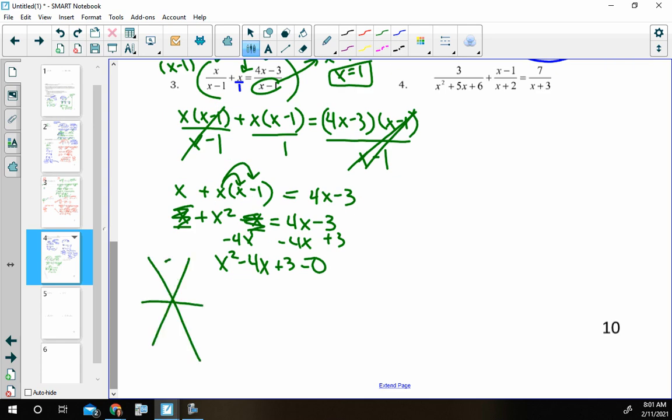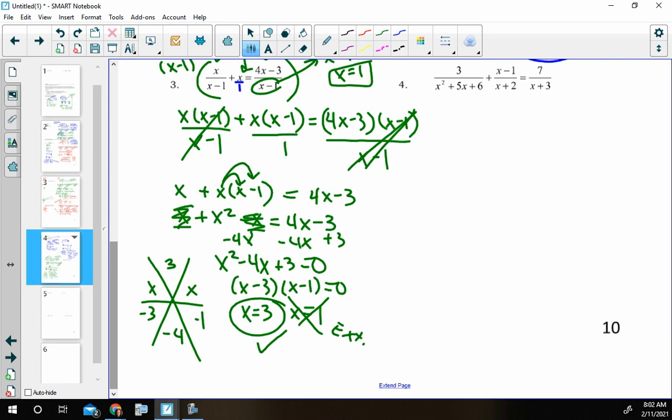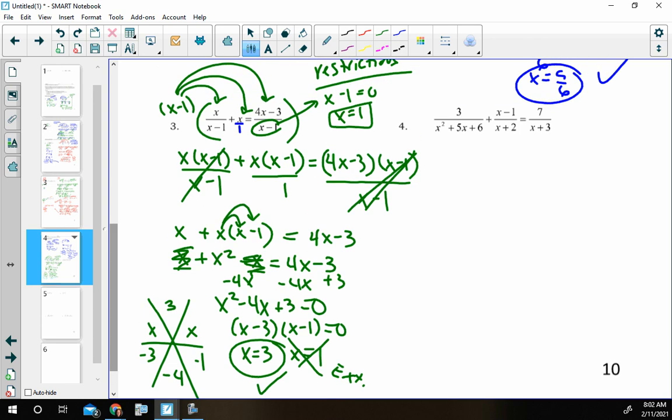So a times c, b in the bottom, front guy, so -3, -1. And then I get x is equal to 3, x is equal to 1. Check my extraneous solution. So 3 is my only one that should work, because x is equal to 1 was one of my restrictions.